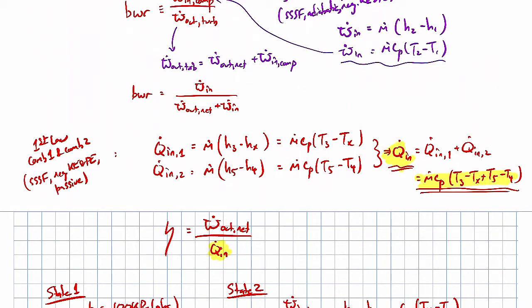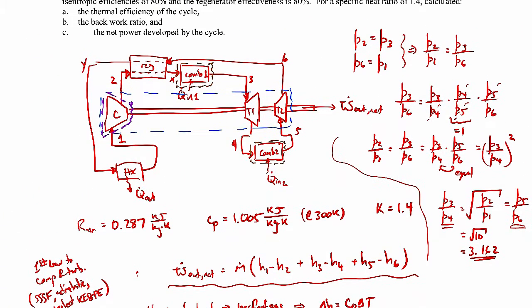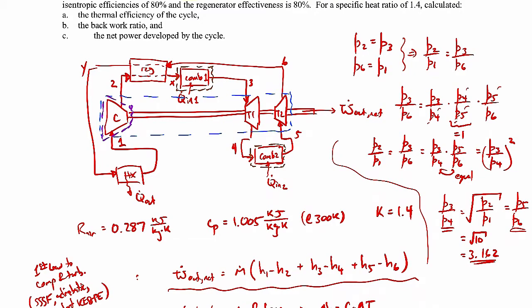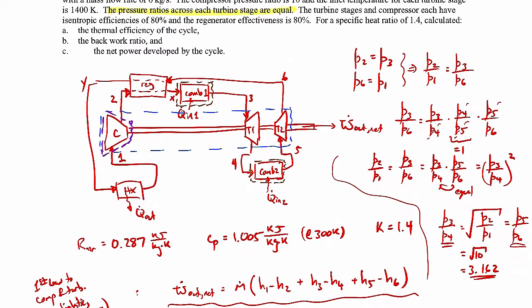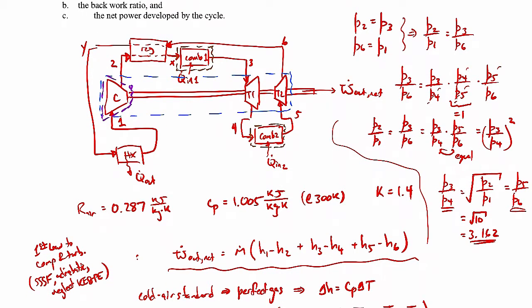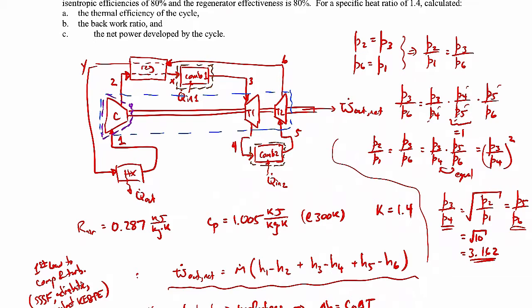So let's find Tx. The way we'll find Tx is we'll draw a control volume around the regenerator. Well, actually, we don't even need to do that. What we'll do is make use of the regenerator effectiveness. We're told the regenerator effectiveness is 80%. Now, remember what the regenerator effectiveness is. It's basically how the specific enthalpy changes across.